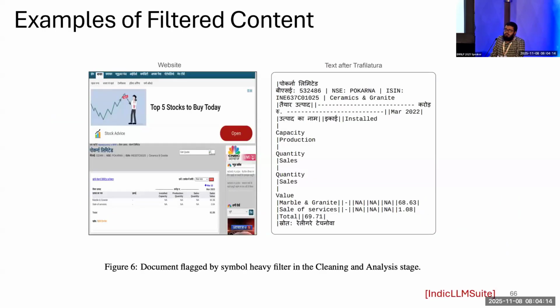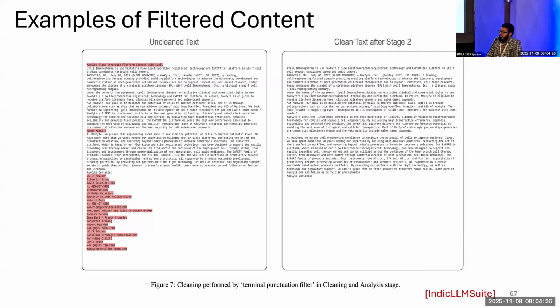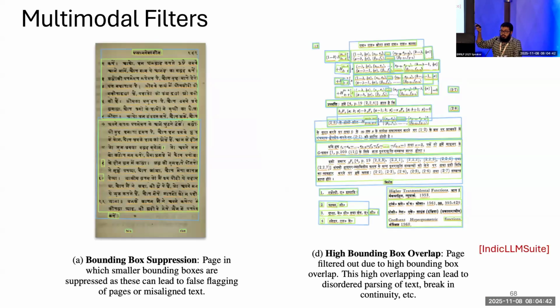I'll quickly glance over some examples of the type of data that is typically removed. For example, this is the type of document that could be removed by the symbol-heavy filter in our cleaning pipeline. This is the cleaning that will happen if you use something called a terminal punctuation filter, wherein all the red lines that you see, which is basically noise, menu items and all the other things, are removed from the document. And since I've mentioned that you need to process multimodal content, you need to come up with specific multimodal filters.